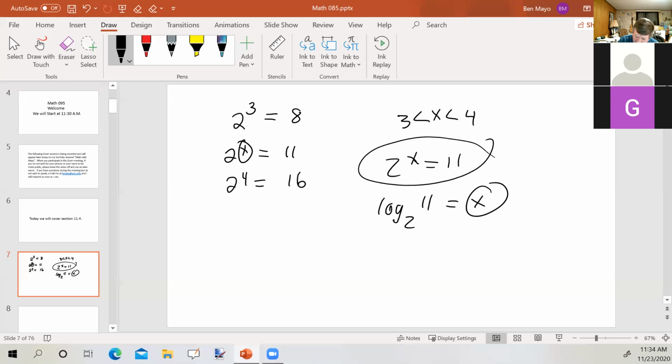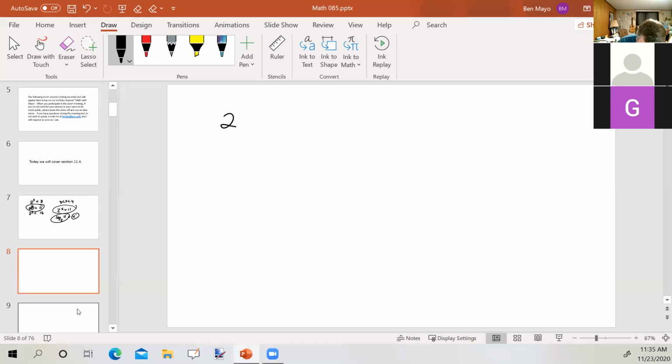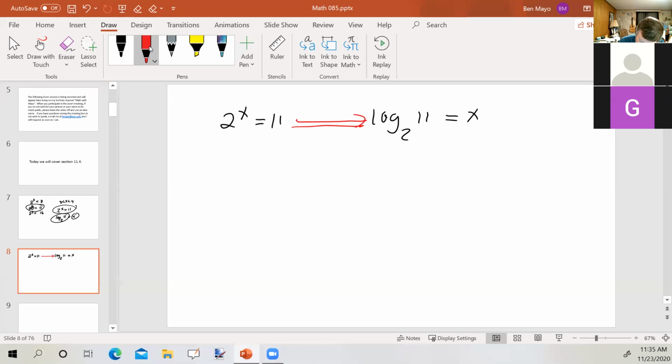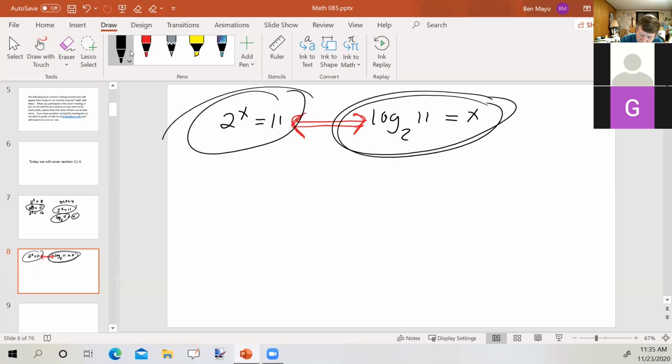Now the problem is, though, I don't know what log base 2 of 11 is, but we're going to learn over the next few days how we can put that into our calculator to solve the equation, okay? So we'll come back to this particular problem later on. But right now, I want to talk about this whole idea of how I got from here to there. In fact, this is going to be a two-way statement, meaning that if we have this, we can write it this way. If we have this, we can write it this way.